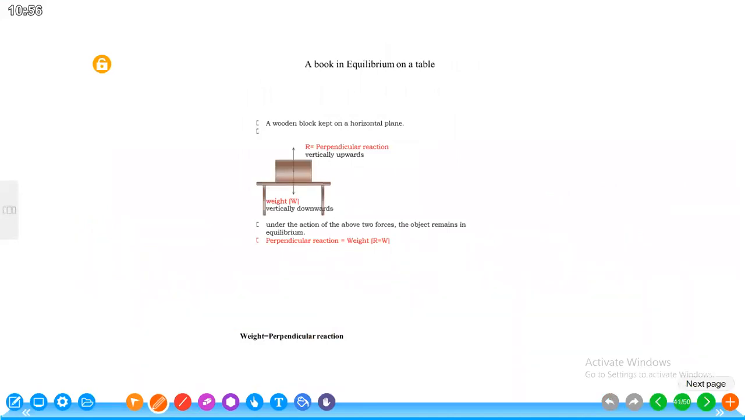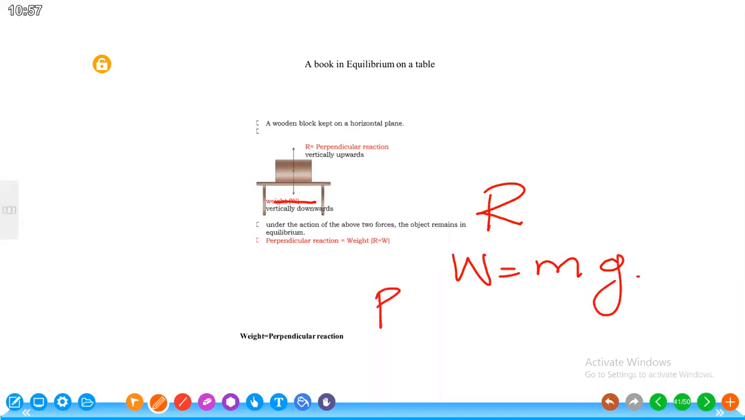That figure shows an object, which is a book, in equilibrium on a table. What are the forces acting here? Weight and the perpendicular reaction. The perpendicular reaction is denoted by capital R. This equation is important, write it and note it. Weight is equal to mg, that is, mass into gravitational acceleration. M for mass and g for gravitational acceleration.